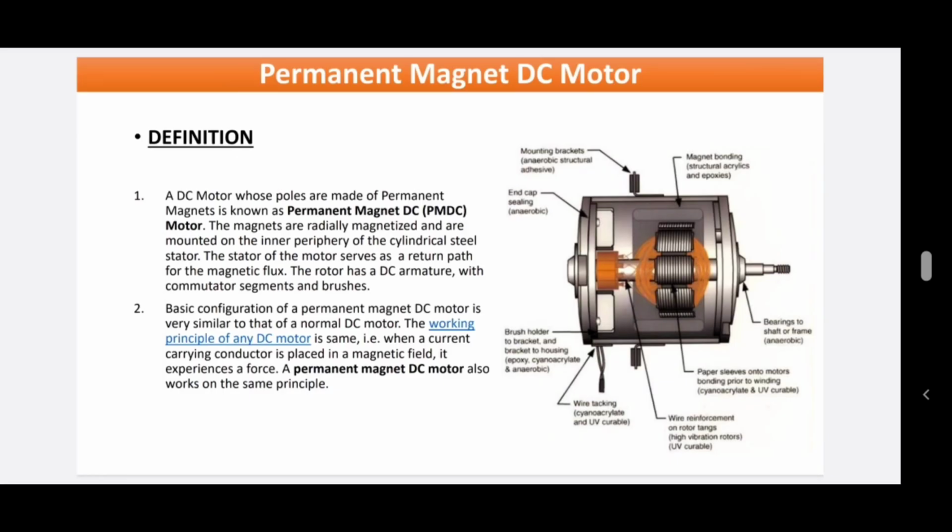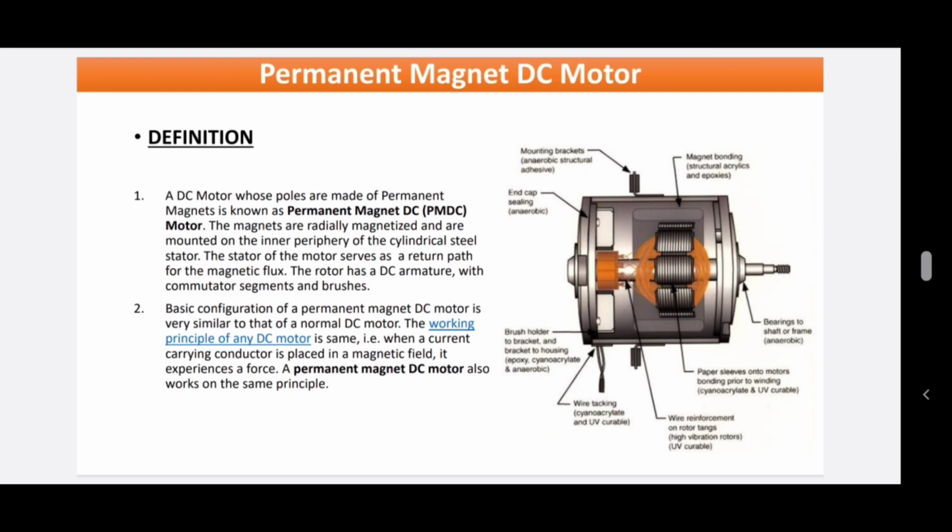Definition for permanent magnet DC motor: the magnets are radially magnetized and are mounted on the inner periphery of the cylindrical steel stator. The stator of the motor serves as a return path for the magnetic flux. The rotor has a DC armature with commutator segments and brush. The basic configuration of a permanent magnet DC motor is very similar to that of a normal DC motor.